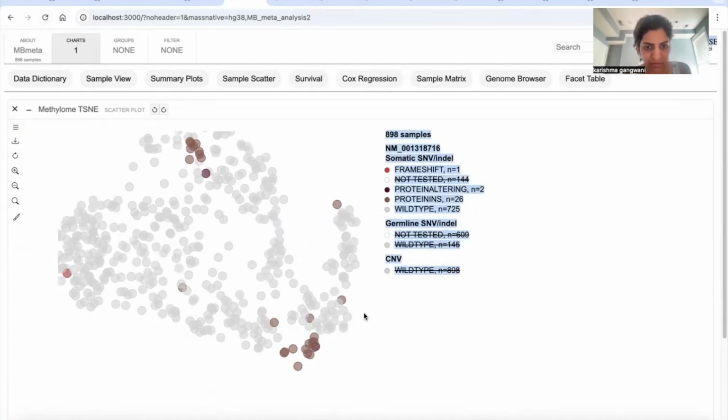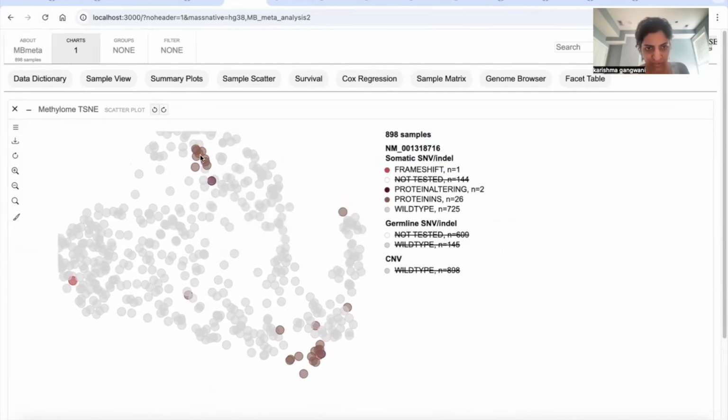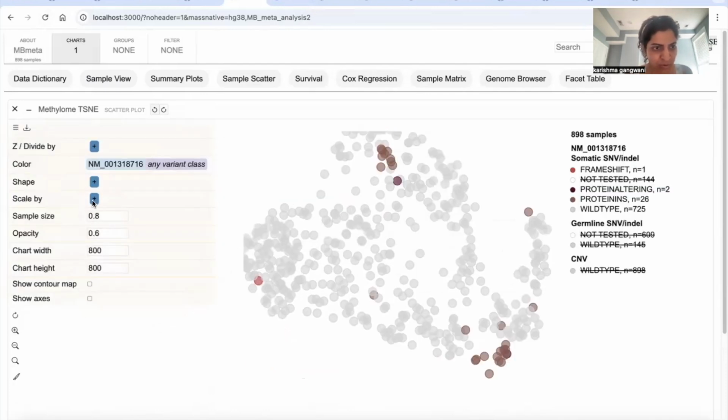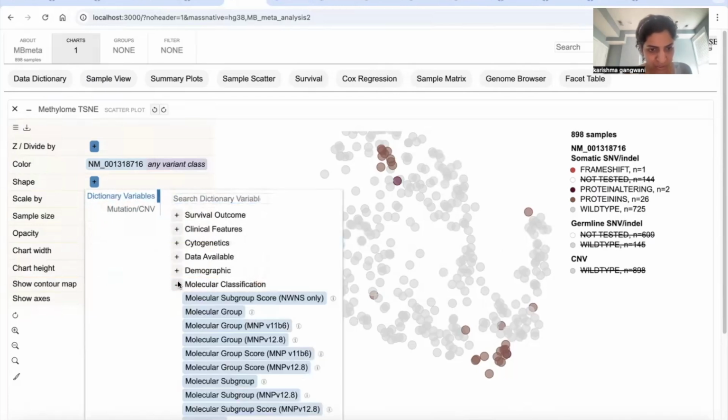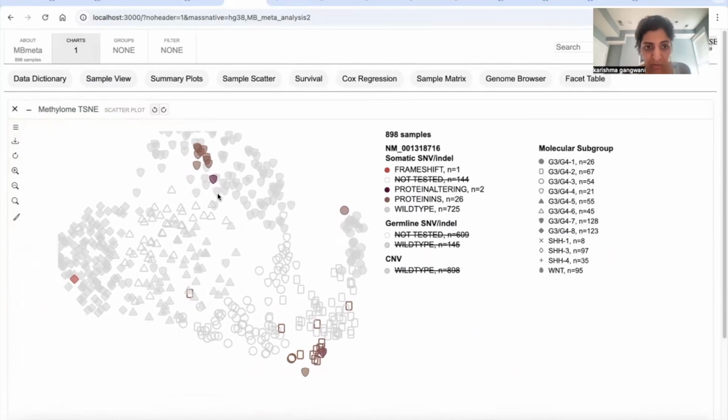Okay, so now there's a lot more wild type in the background that you can see because these are somatic insertions or deletions. That means that they have occurred during the lifetime of the individual, and these are not inherited. So they're not germline and they're not copy number changes, which is why I hid all those other categories. So now you can see that there are these two distinct clusters on top, but let's also put the shape using molecular subgroups so we can see what different subgroups they belong to. And now you can see that on top are your subgroup 7 and below are your subgroup 2.